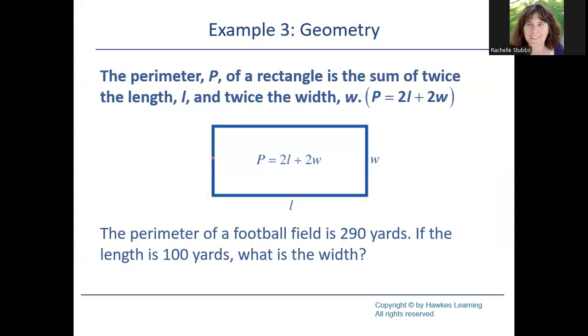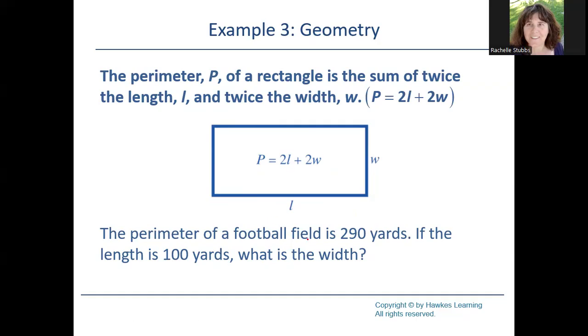So now we're going to switch a little bit to geometry. And we have this picture here. The perimeter P of a rectangle is the sum of twice the length L and twice the width W. So perimeter equals 2 lengths plus 2 widths. That makes sense, right? I walk one length, another length, and a second width and a second width. So 2 lengths plus 2 widths. That's what it means for the perimeter. It's the distance around. So when they're talking perimeter, you're just adding up the sides.